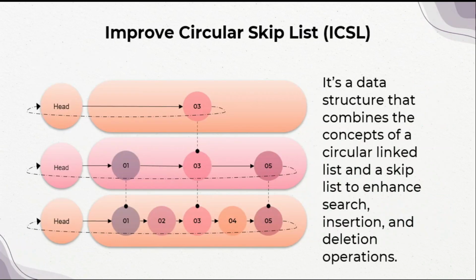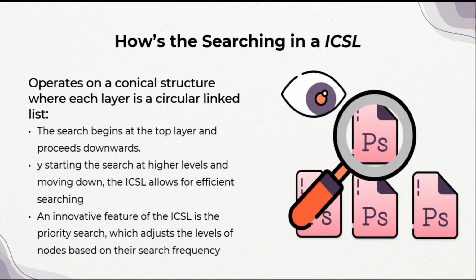Improved circular skip lists. So these are structures that consist of a circular linked list form in layers, in a conical way, with improved predecessors. Its structure combines circular linked lists and skip lists to improve search, insertion, and deletion operations.